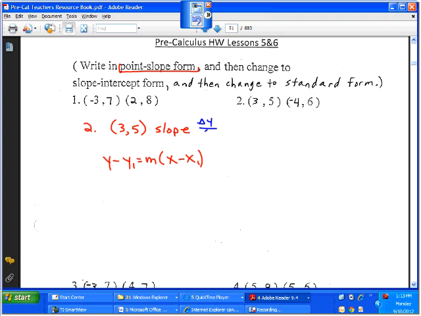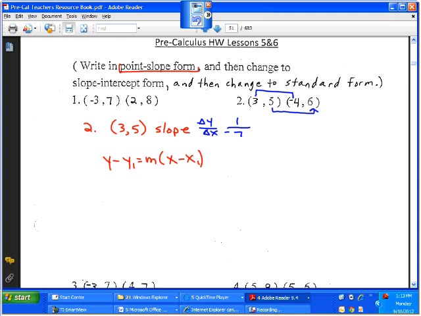Slope is change in y over change in x. And what's the change in y when you go from 5 to 6? 1. And what's the change in x when you go from 3 to negative 4? Well, from 3 to 0 is 3, and to negative 4 is 4 more. So that's 7 moves, right, from 3 to negative 4? But it was negative 7 because you went down, right?